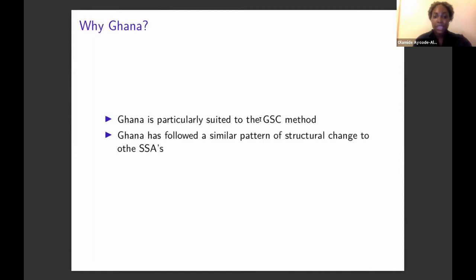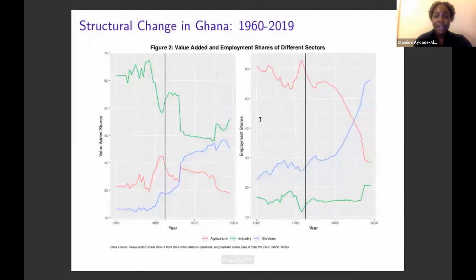There are other reasons why Ghana is a good case study, which I go into in the paper, but in this slide, we can see the pattern of structural change in Ghana. So the black line represents the year of trade liberalization. And as you can see, before and after trade liberalization, employment shares of industry are very low, while employment shares of agriculture are really high. And when the employment shares of agriculture begin to fall, employment shares of services are what rises instead of industry. So this pattern is what this paper is trying to understand, and particularly to look at how international trade has affected this pattern.